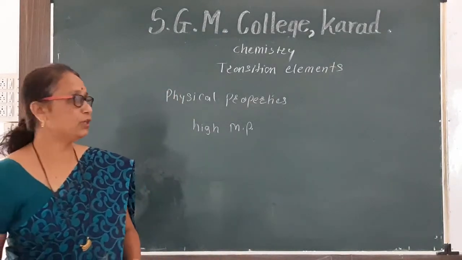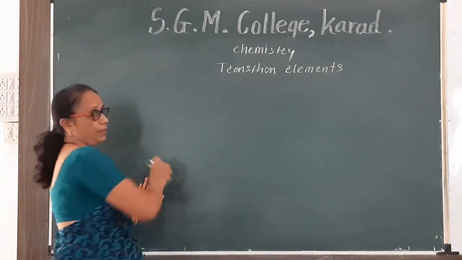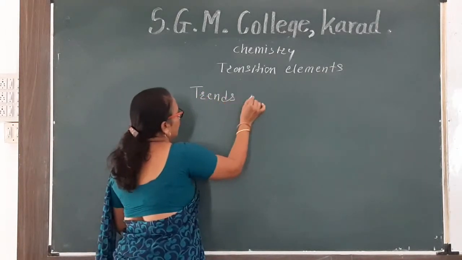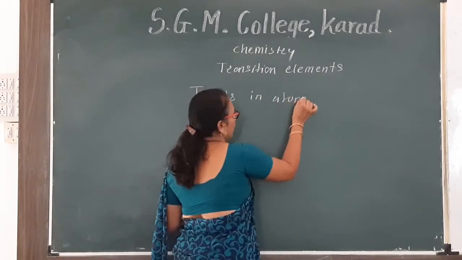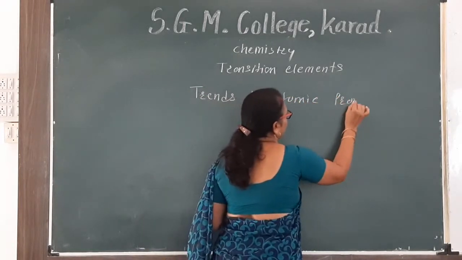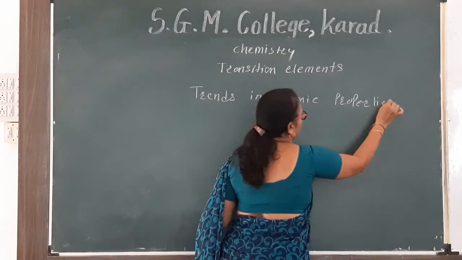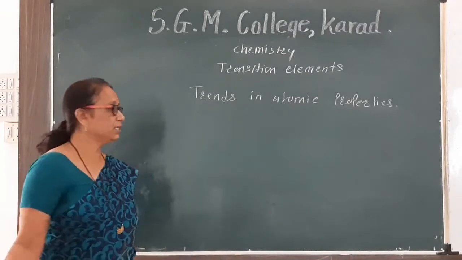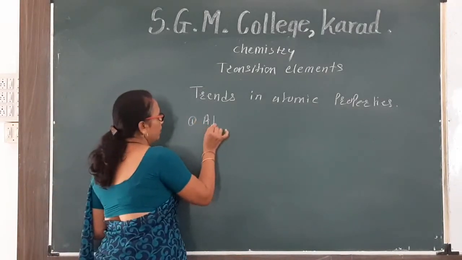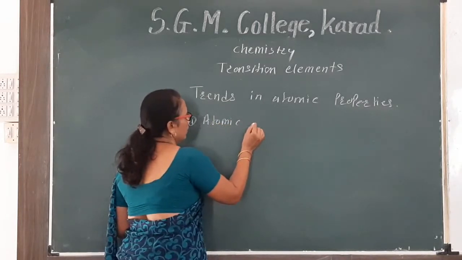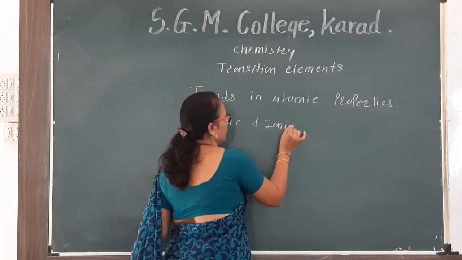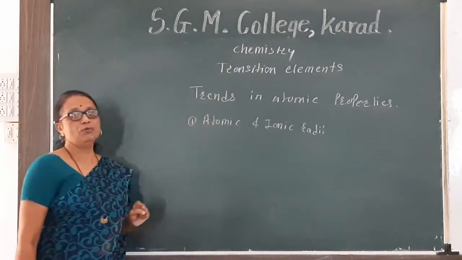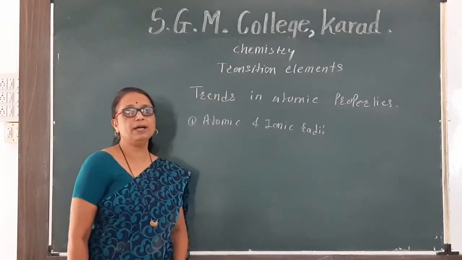Then trends in atomic properties. Trends in atomic properties of transition elements. The first trend is atomic and ionic radii. We have seen these trends in the periodic table in 11th standard.